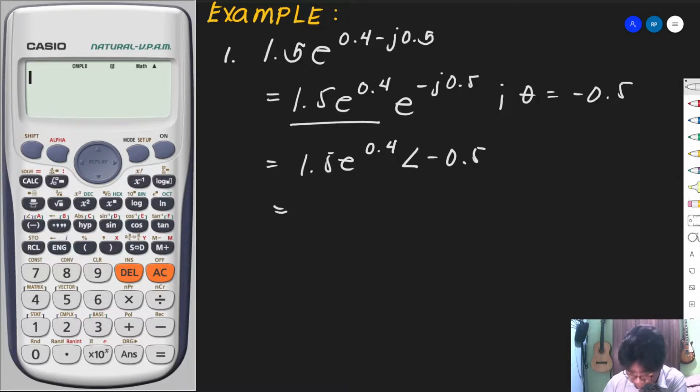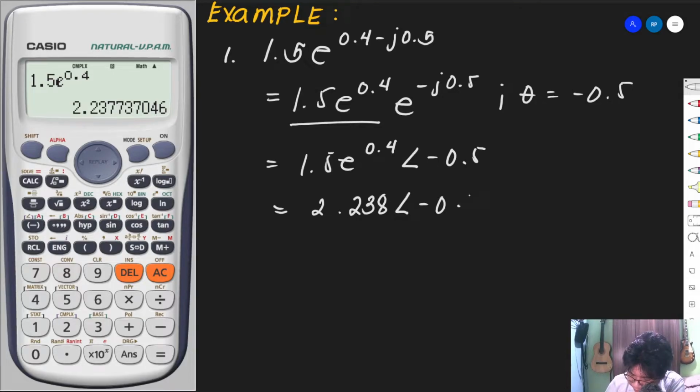So, we have here 1.5. Shift ln para lumabas si e raised to 0.4. Okay? So, kunin muna natin value ng r natin, no? So, para at least makita ninyo, 2.238 angle 0.5. So, therefore, kapag convert natin siya into rectangular form, no? So, we have answer angle, okay? Shift minus sign, negative 0.5. Okay, so ito siya.